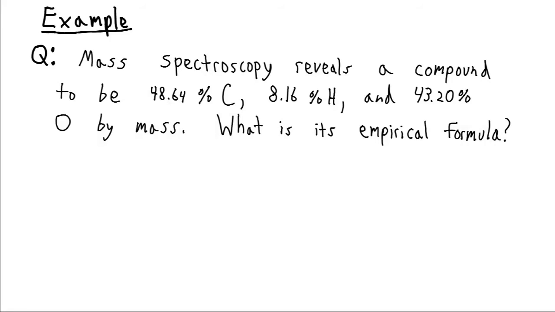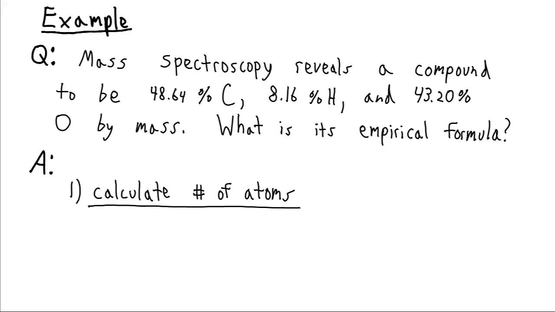All right, so we use our mass spectrograph and we analyze a compound in our laboratory. And we find out that it is 48.64% carbon, 8.16% hydrogen, and 43.2% oxygen by mass. Knowing that, can we reconstruct its empirical formula? Well, we can. First thing we're going to need to do is calculate the number of atoms of each type. Now, there's a problem here that we don't have any masses in this problem.